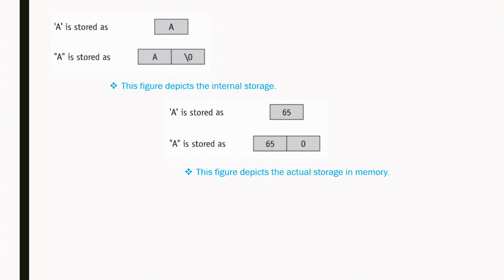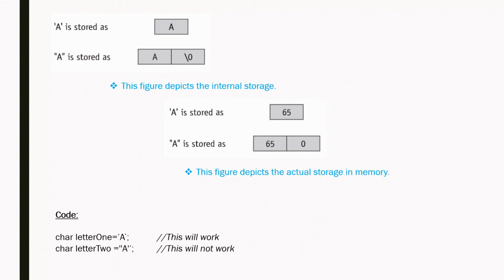Because character variables are only large enough to hold one character, you cannot assign string literals to them. For example, the following code defines character variables named letter1 and letter2. The character literal 'A' can be assigned to letter1, but the string literal "A" cannot be assigned to letter2. This will not work.